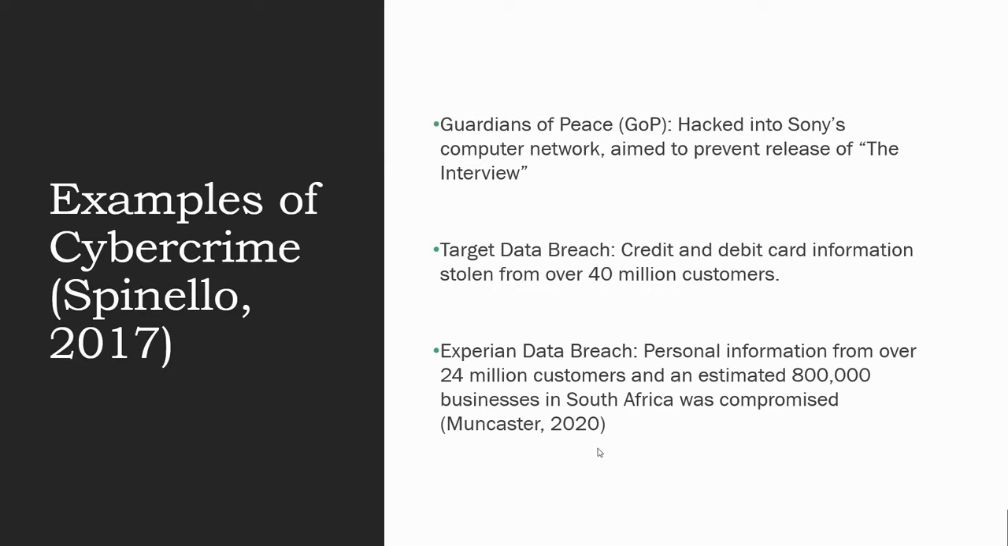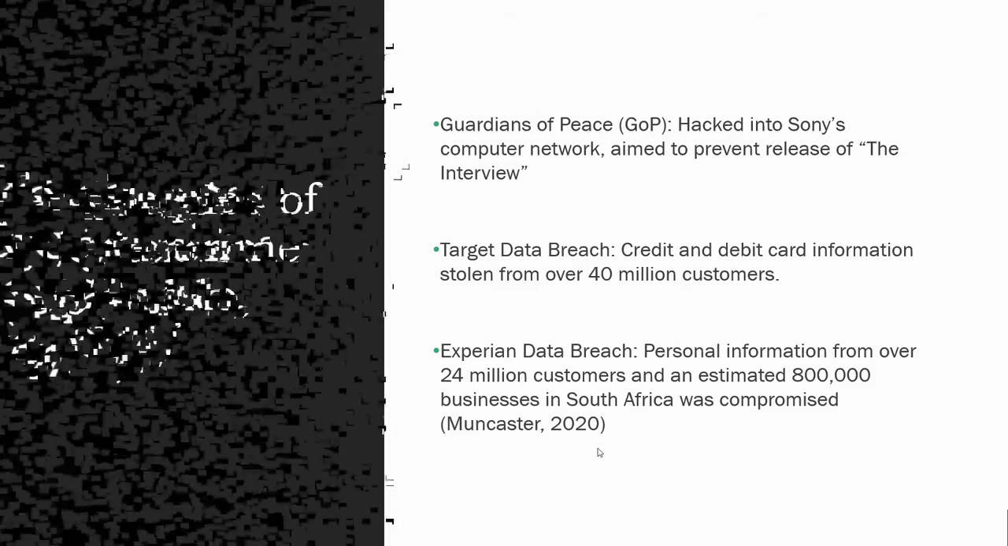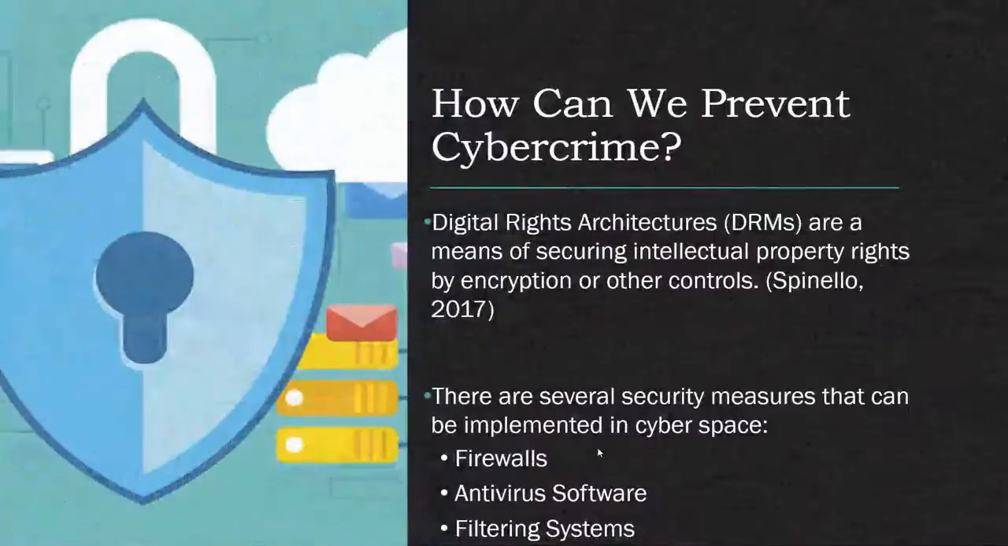There was the Target data breach, where hackers broke into Target's payment processing system and stole credit and debit card information from over 40 million customers; and the Experian data breach in August of 2021, when the credit reporting agency Experian was hacked and personal information from over 24 million customers and an estimated 800,000 businesses in South Africa were compromised. So, how can we prevent this?